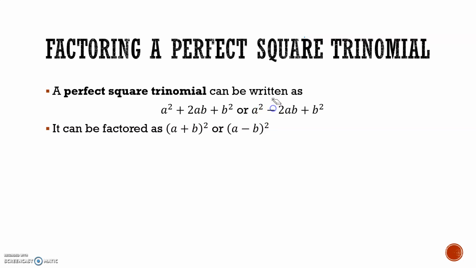And what's special about these is that we can factor them into (a plus b) quantity squared or (a minus b) squared. Basically, I'm going to say if I can take the square root of the first term and the last term, I need to check the middle term still, but there's a good chance that I'll be able to factor it in a special way.